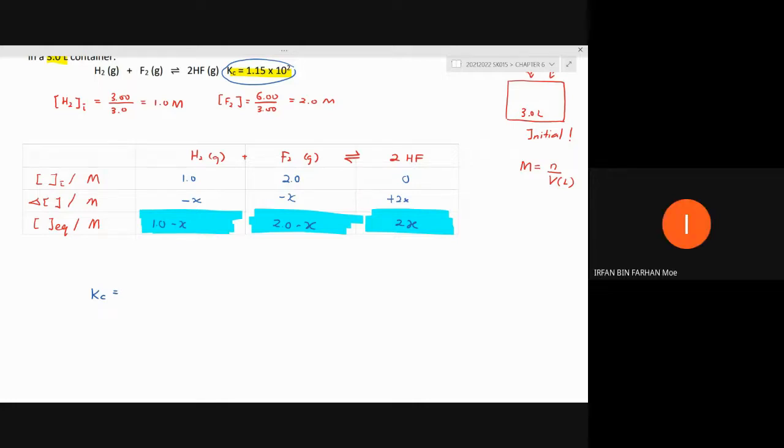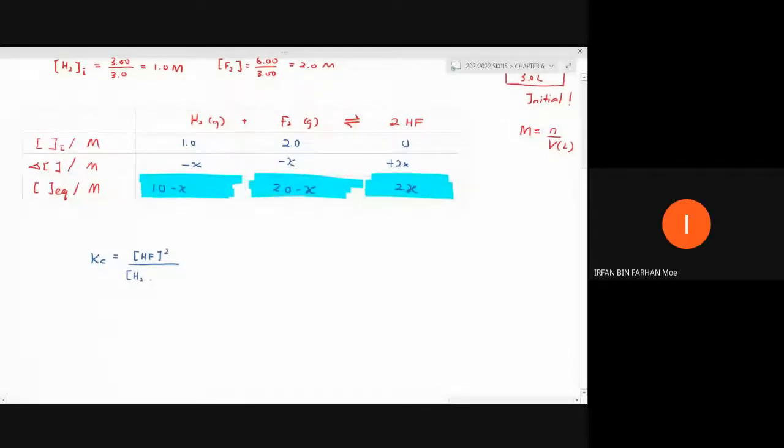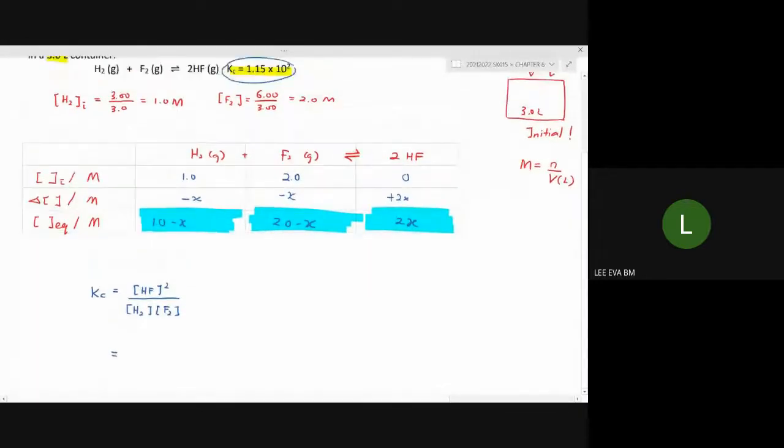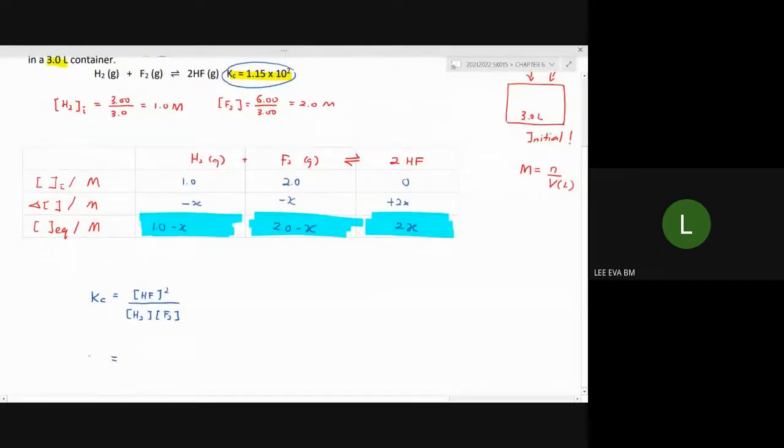No. Okay, Madam agak anjak sikit masa, kita try habiskan soalan ni. So, you bagi respon cepat sikit, Madam, cepat habis. HF to the power of 2. Bawah kita ada H2, F2, both to the power of 1. Okay, so now Kc value is given 1.15 to the power of 2, which is equivalent to 115.